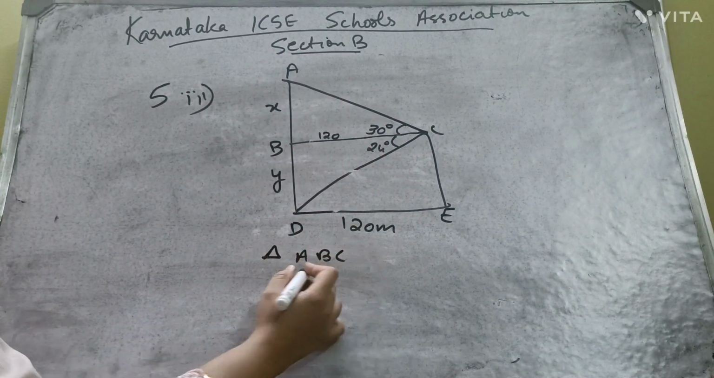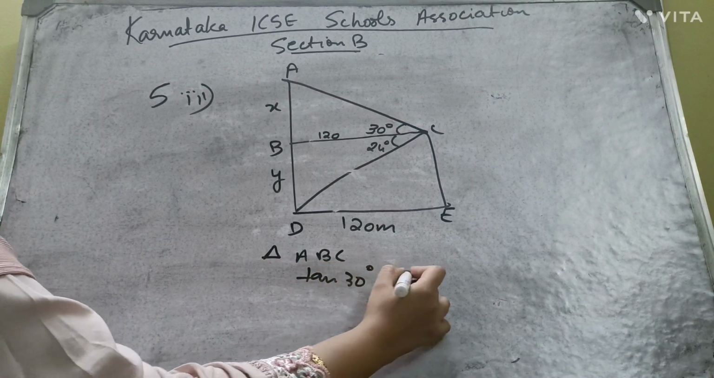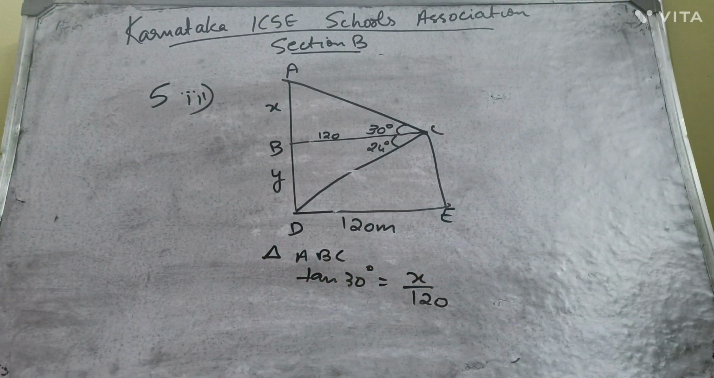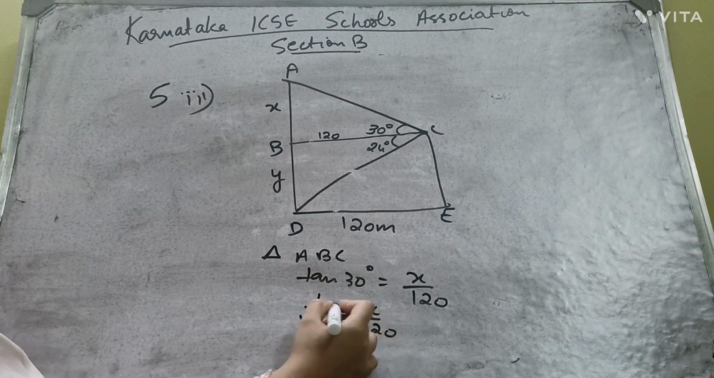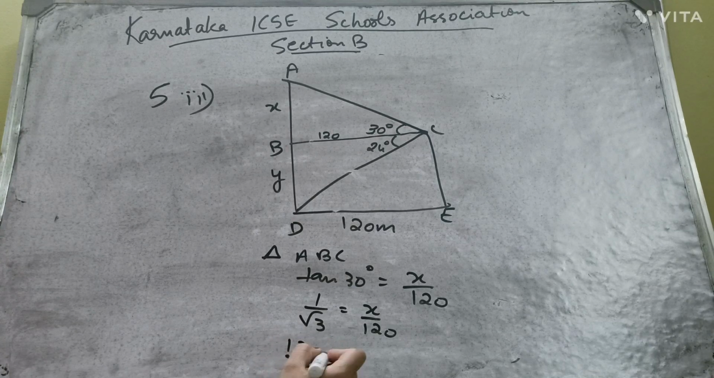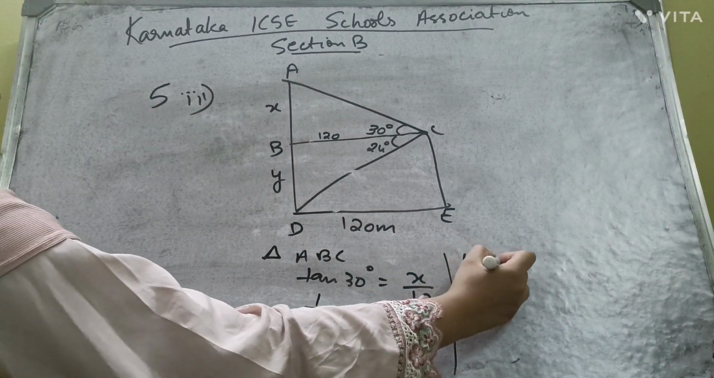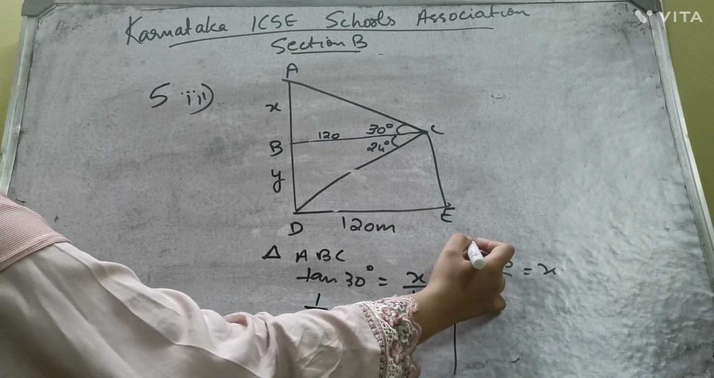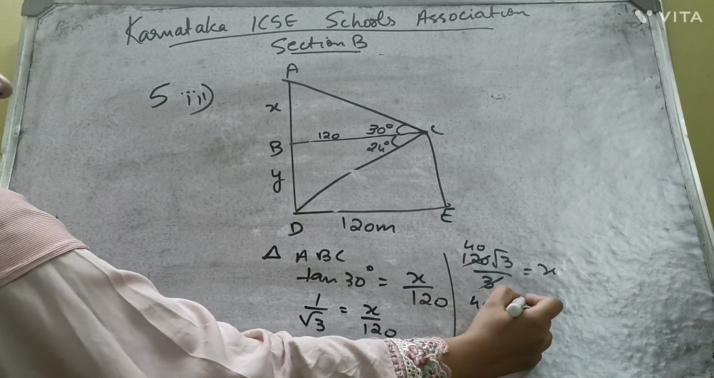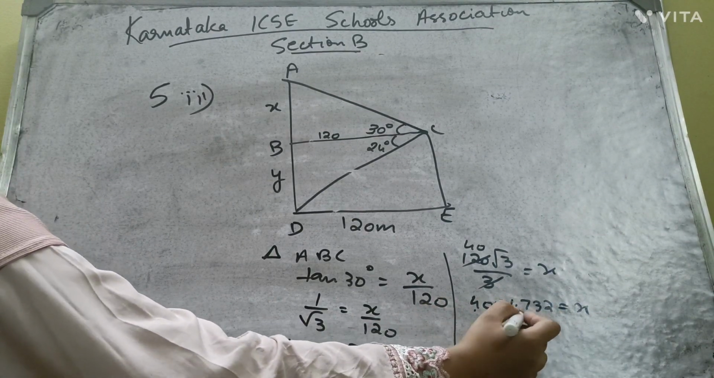So we will start with triangle ABC. So tan 30 degrees is equal to X by 120. Tan 30 we know is 1 by root 3, which is equal to X by 120. Multiply this 120 by root 3. You need to rationalize this, is equal to X. So 120 root 3, root 3 into root 3 is 3. 3 ones are 3, 40. So 40 into 1.732 is the value of X.